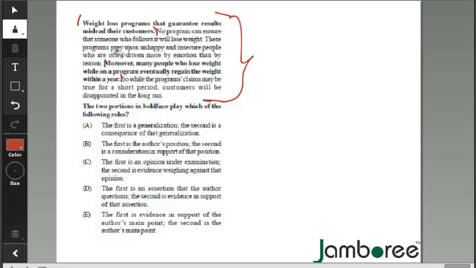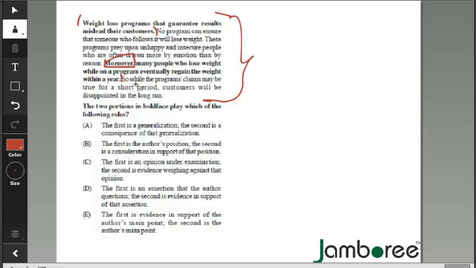Then these programs prey upon the unhappy and insecure people who are often driven by emotion rather than by reason. He's still saying that weight loss programs mislead. So till now there's no change. Moreover is just an additional, it is not however. Moreover means it is adding to whatever the author is saying. Many people who lose weight while on a program eventually regain their weight within a year. So if weight loss programs guarantee results, they are continuing to mislead people, right? The same thought is being carried forward.